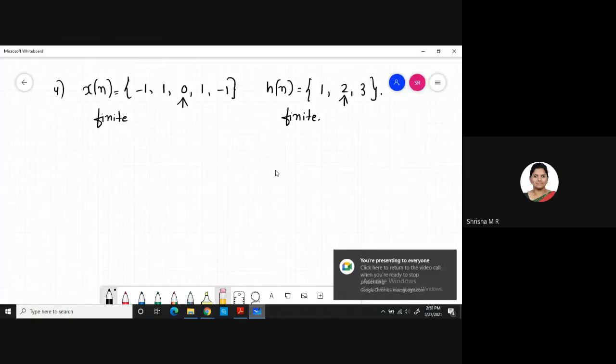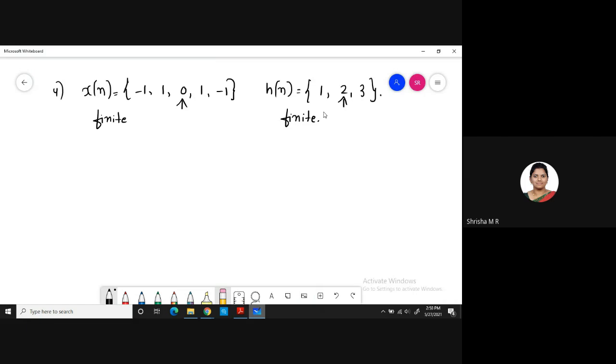So I had given you this problem last class. You have to find the convolution of x of n and h of n using the graphical method. Are you able to view the screen, guys? Yes, ma'am. So solve the convolution sum, or solve the convolution using graphical method.